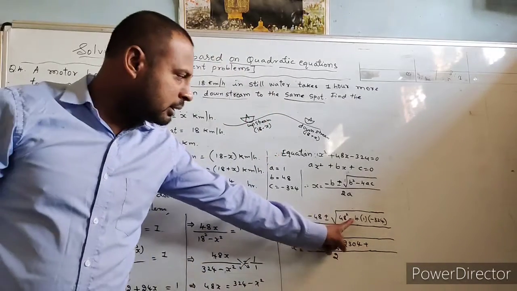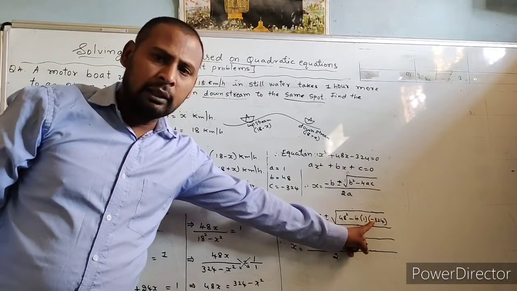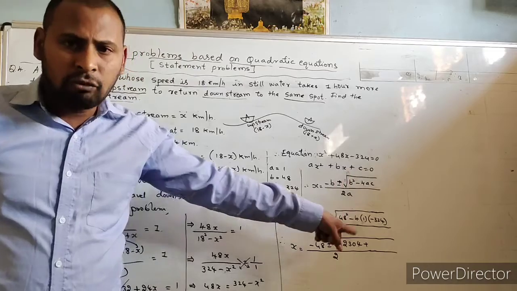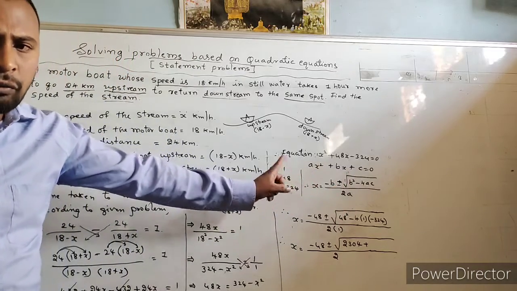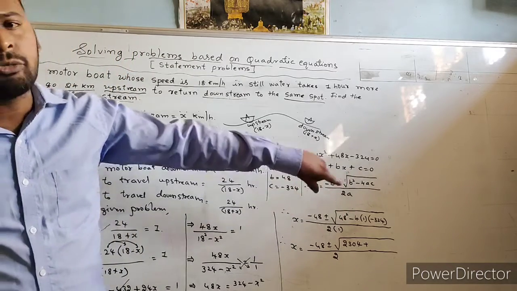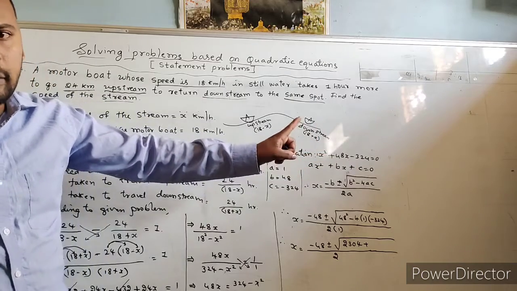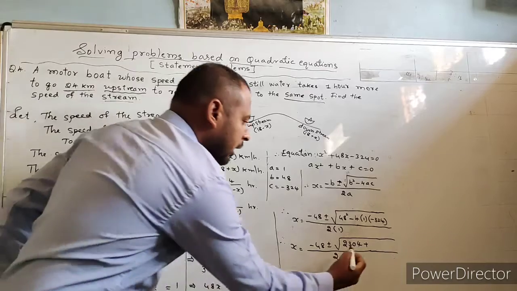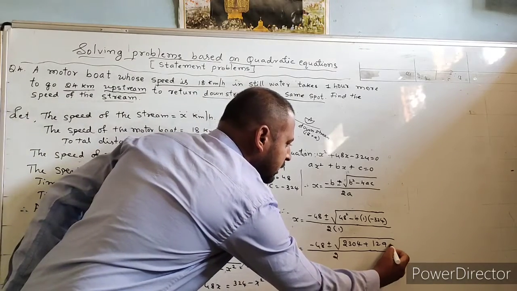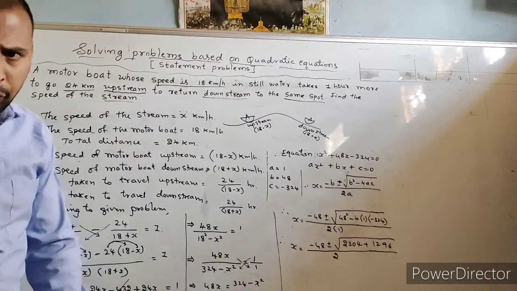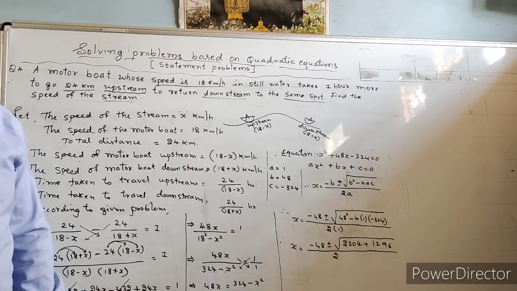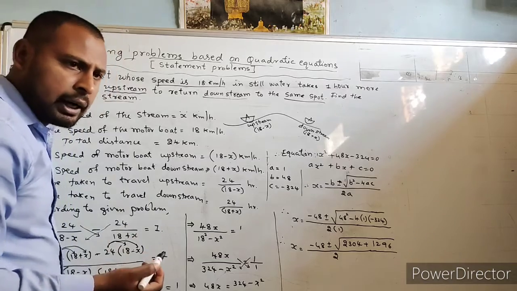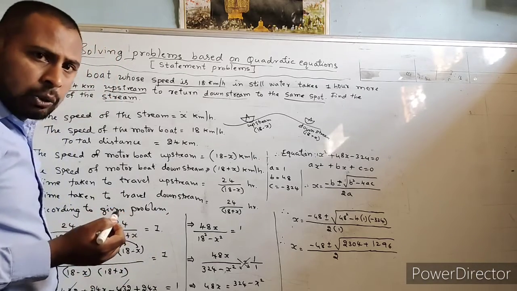Here we have minus, and again we have minus. Now you multiply minus into minus, we can get plus. Now 4 ones are 4. Now 4 into 324, we can get 1296. Now you multiply 324 into 4, what we can get? 1296. Now add this to 2304 plus 1296.